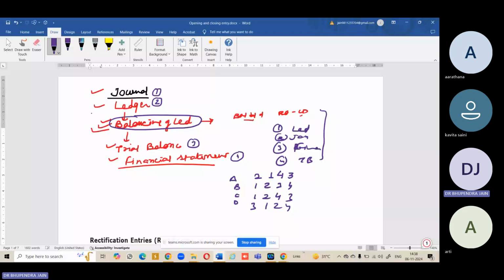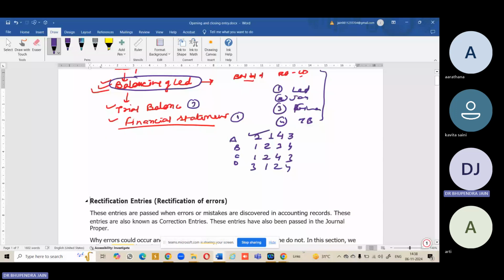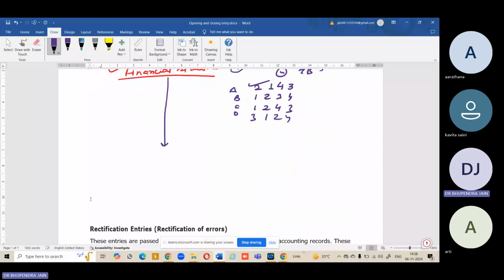Now what is a financial statement? Basically this is the main object of financial accounting, to know the gross profit, to know the net profit, as well as to know the financial position of the company. That's why we prepare the financial statement. Under the financial statement, we will prepare two types of statement. Number first is the income statement, and number second is the balance sheet.